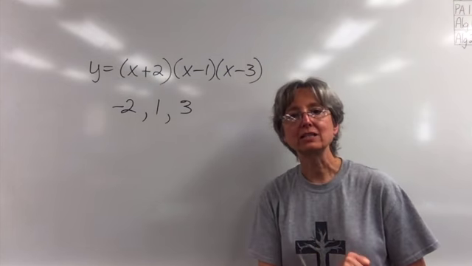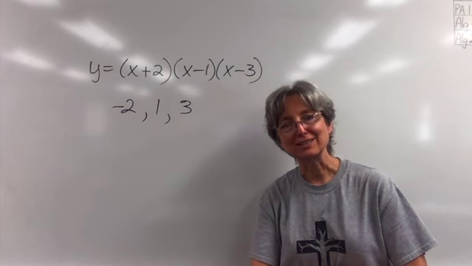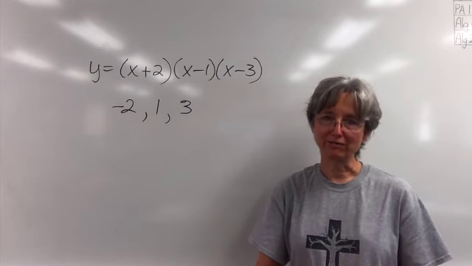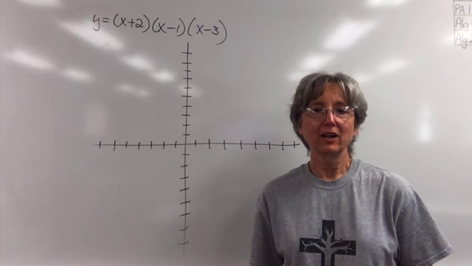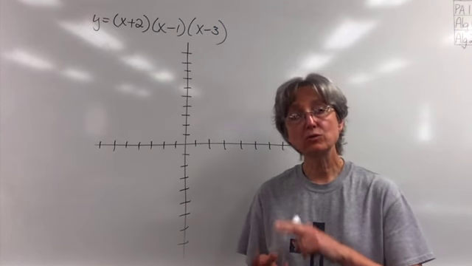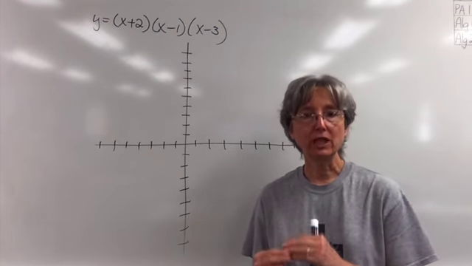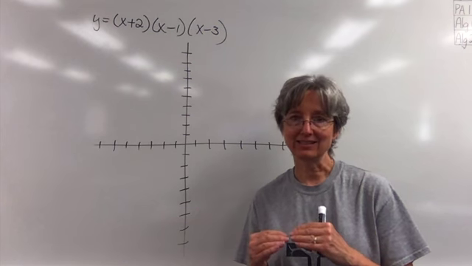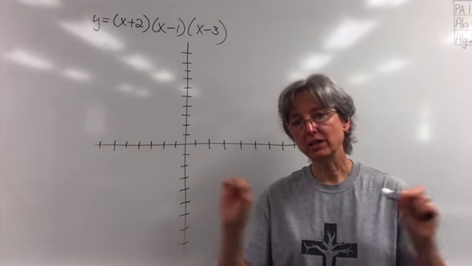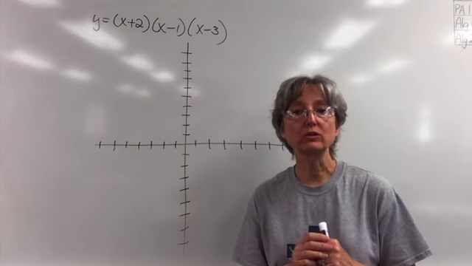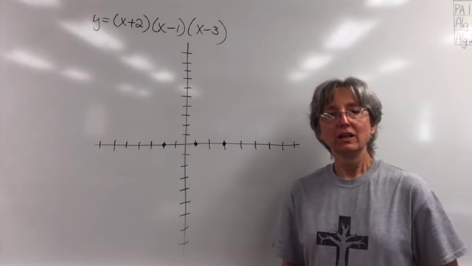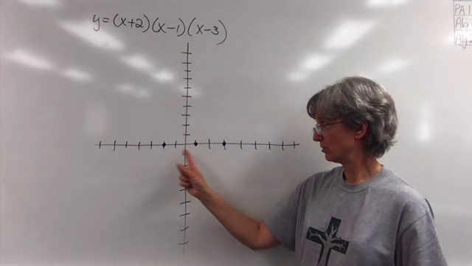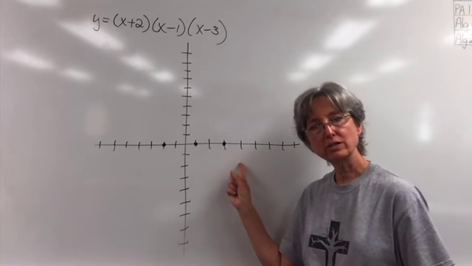And now the next step is graph it. How would you graph it? So let me show you that. Okay, step number one is to take those zeros that we found and plot those on the x-axis. Those are their x-intercepts, are the zeros. So we'll start by plotting those 3 points. The 3 zeros were negative 2, positive 1, and positive 3.